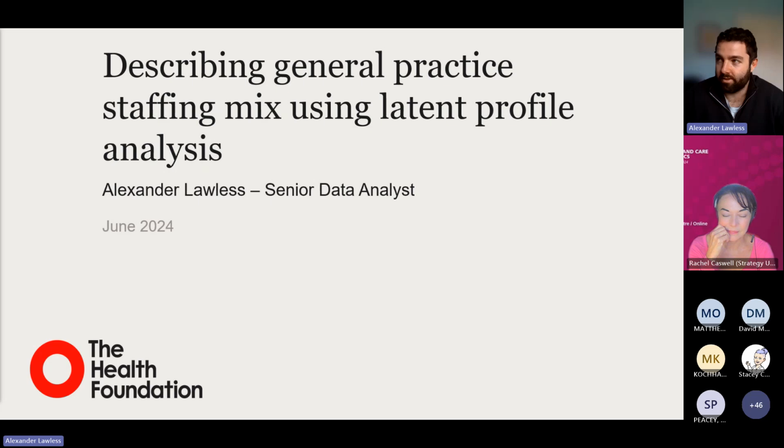And as you might guess, we're here to talk today about the use of latent profile analysis on, in this case, general practice staffing data. So the overall aim, I suppose, is to describe different practices' approaches to staffing, whether that's more or less of a focus on one staffing group versus another.